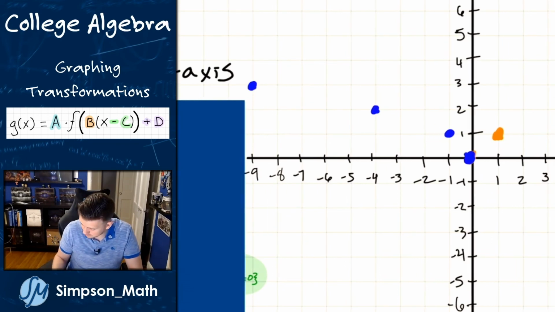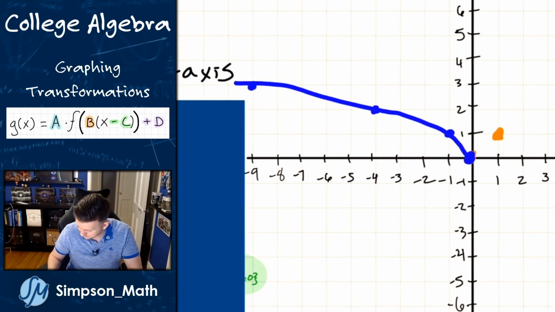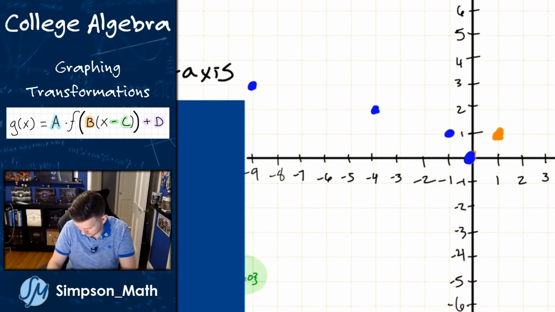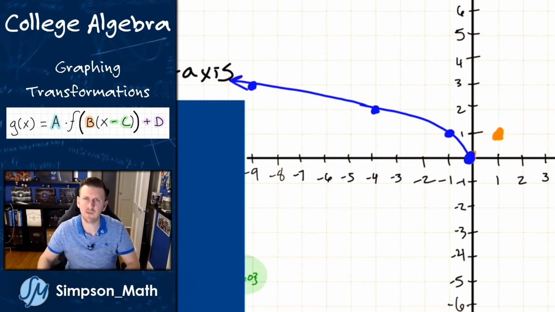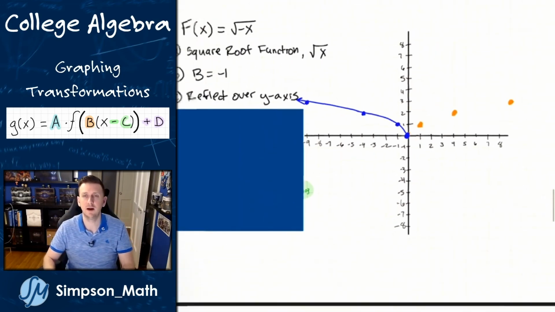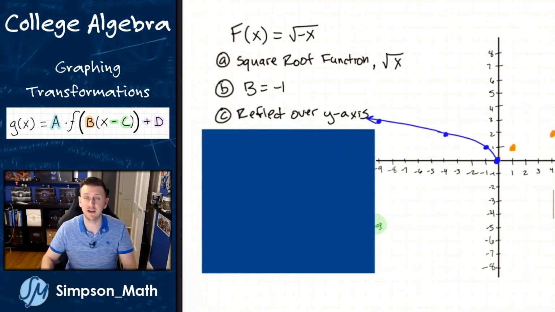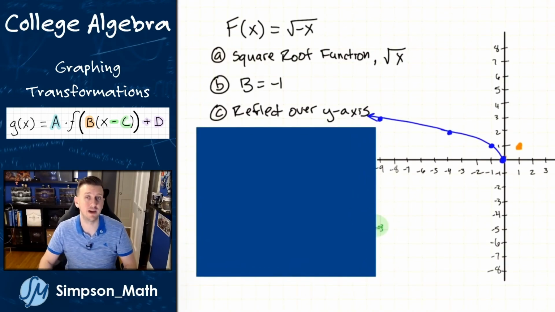Let's swoop this square root. A little bumpy, let me try that again. It's a bit better. Okay, so there we have this. Now, very important: if you haven't done it yet, pause the video and do the domain and range.